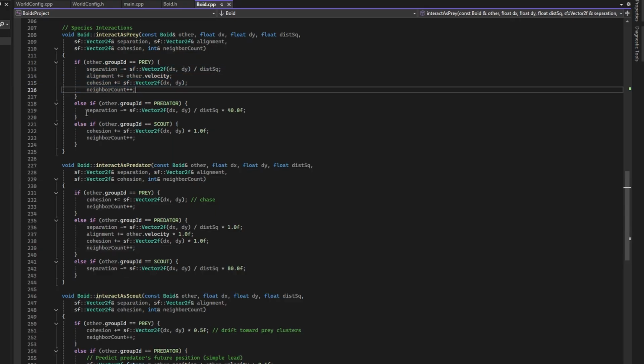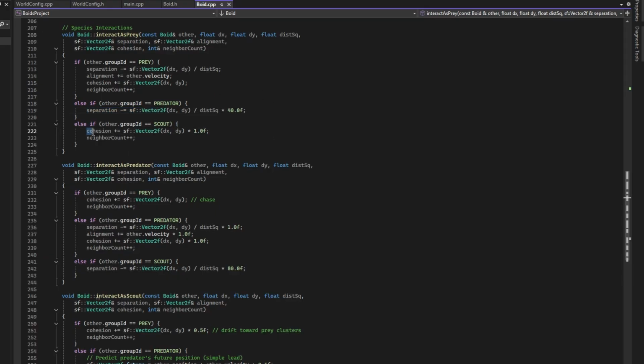Prey with a predator, now they want to normally be separated from other prey by a certain amount, whatever this math comes out to. They want to be separated by the same amount from predators 40 times as strongly. So they flee predators. If any predators get nearby, they run. And I don't make any calculation with alignment or cohesion. They don't care which direction the predator's facing. They want to be away from it.